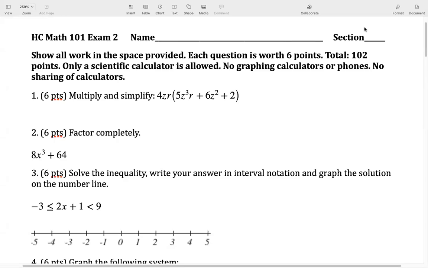So this is a solution for the second exam. This is the first one. First one, most people did it right. So 4ZR is a common factor. So we need to multiply by the inside 3 terms.